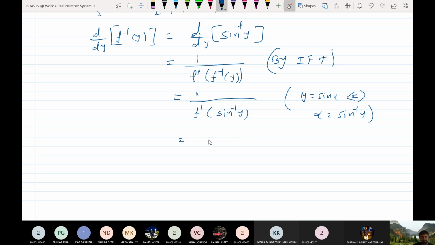So this is equal to, now what is f dash? F dash x is cos x. So we are trying to evaluate the derivative at sin inverse y. So the answer of this is cos of sin inverse y. Do you understand?